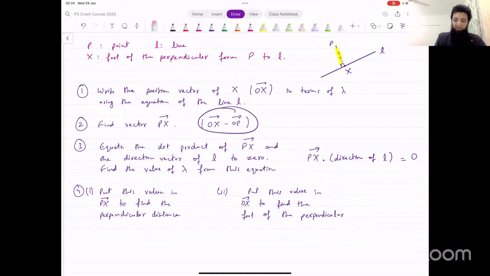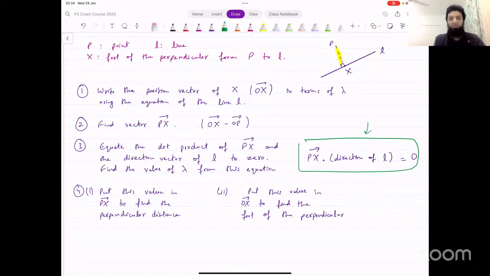Once you have PX as well, then you say the dot product of PX and the direction vector of line L should be 0. And that will give you the value of lambda. Then if you put that value of lambda in PX and find its magnitude, that will give you the perpendicular distance. If you put that value in OX vector, that will give you the position vector of the foot of the perpendicular. Okay, so that's the process. You need to remember the steps in this process. Do 4 or 5 questions and you'll kind of remember what to do in such problems.